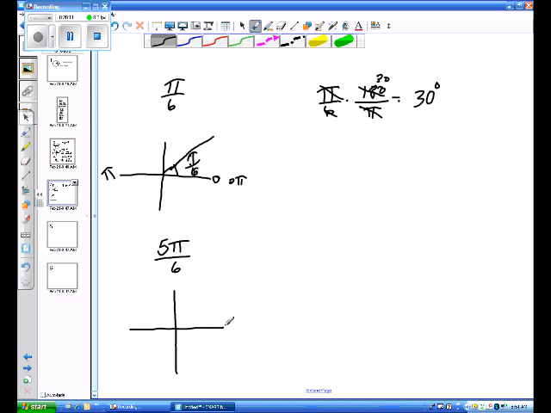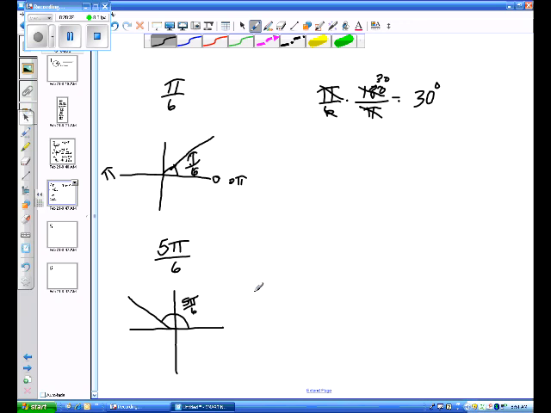So is 5/6 closer to 0 or is it closer to 1? And here you might want to think of 1 as 6/6 so that you can kind of compare. So is it closer to 0/6 or 6/6? Well, 5/6 is almost 6/6. So we're over here in quadrant 2. So 5 pi over 6.